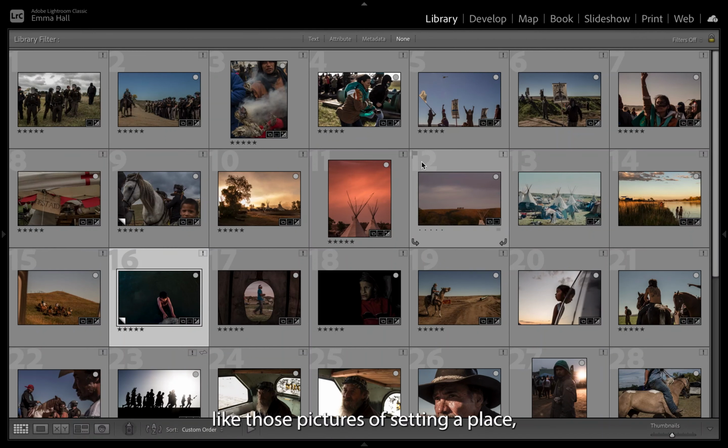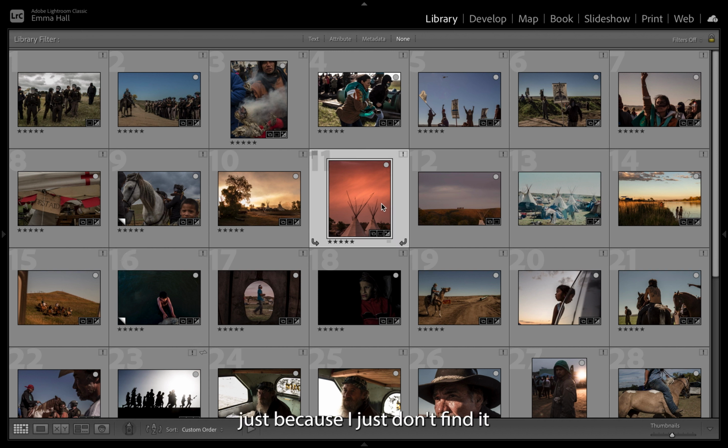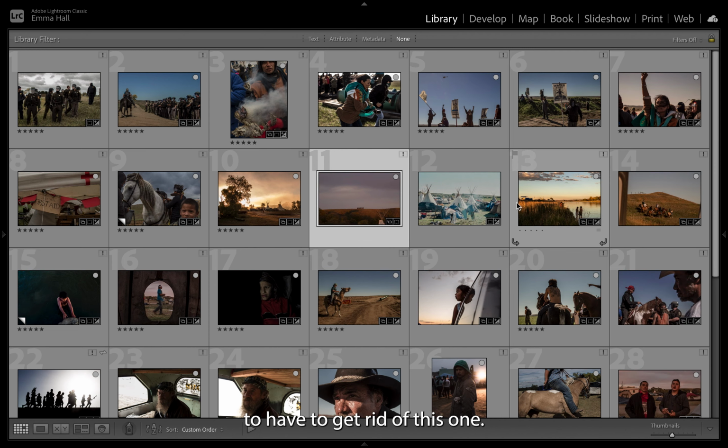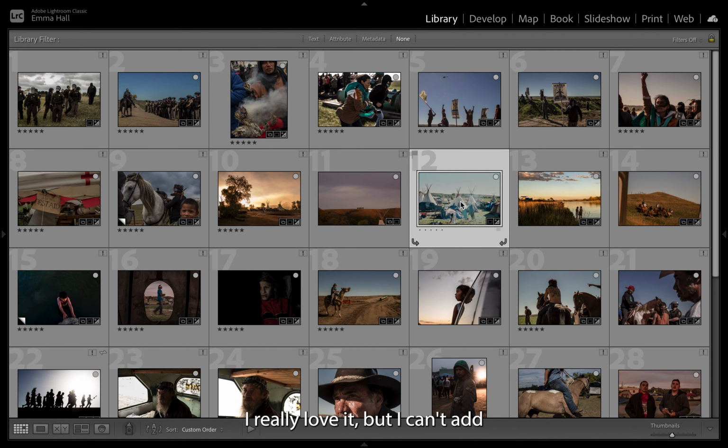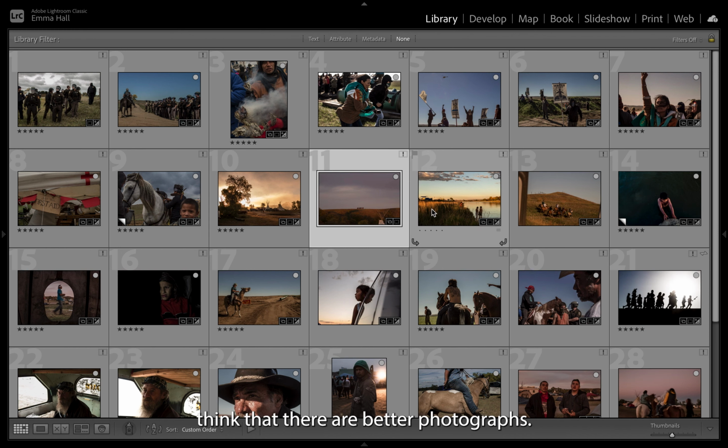So throughout those pictures of setting a place, I think I'm definitely going to get rid of this one just because I don't find it very interesting. And I'm going to have to get rid of this one. I really love it, but I can't edit it any more than that to match the rest of the aesthetic of the photos, so I'm going to have to get rid of it. And for this one, I just think that there are better photographs. I prefer this one over this one any day, so I'm going to delete that one.